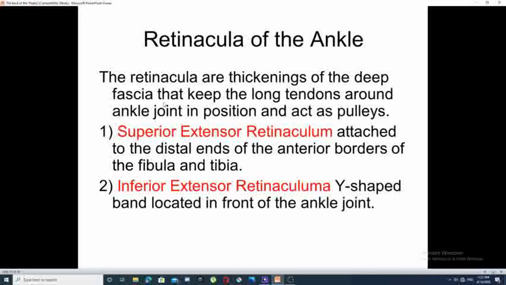Retinacula are of the following types. First, extensor retinacula, which are two types. One is the superior extensor retinaculum, the other is the inferior extensor retinaculum. The superior extensor retinaculum is attached to the distal end of the anterior border of the fibula and tibia. The inferior extensor retinaculum is a Y-shaped band located in front of the ankle joint.